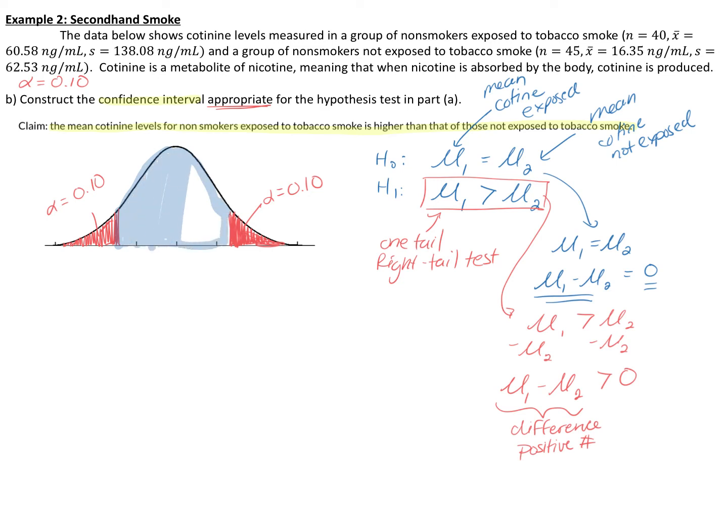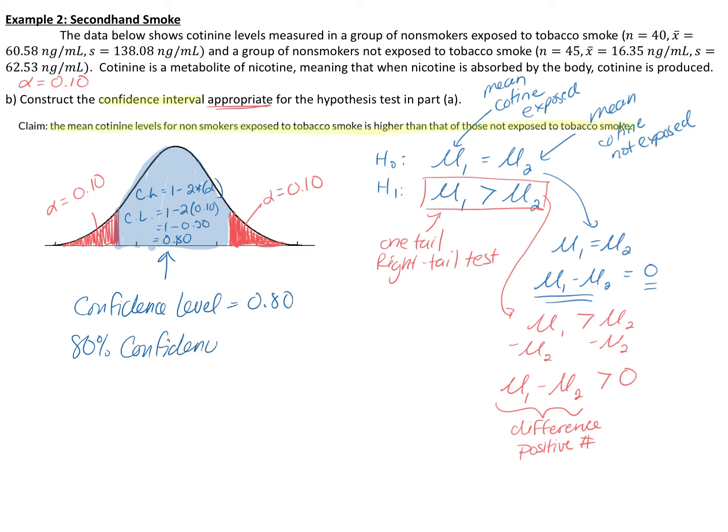So this is where we're going to find our confidence level. Our confidence level here is going to be, so I'll write it, confidence level, 1 minus 2 times alpha. Okay, so again, you always double your alpha anytime you have that one-tail test. So our confidence level that would be appropriate for this test would be 1 minus 2 times 0.10, or 1 minus 0.20, or 0.80. So this tells us that our confidence level is going to be a 0.80. So we're going to build an 80% confidence interval.